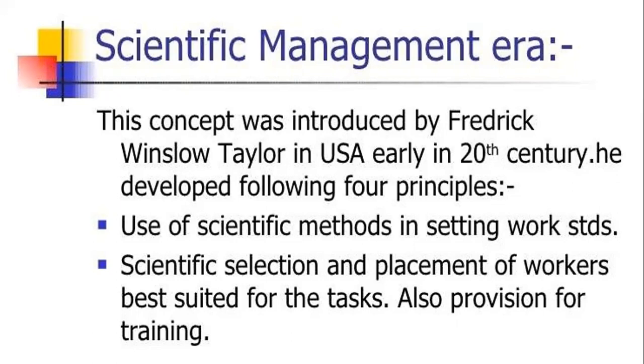Second is scientific selection and placement of workers best suited for the tasks, and also provision for training. This means you should have a systematic indicator or pattern using which you will be able to technically and more correctly select and place workers for the positions kept vacant in the companies. Apart from that, you must also instill in them the training required to further polish their skill set and become clearer in defining their role in the company, so that activities are done in a much more effective way.